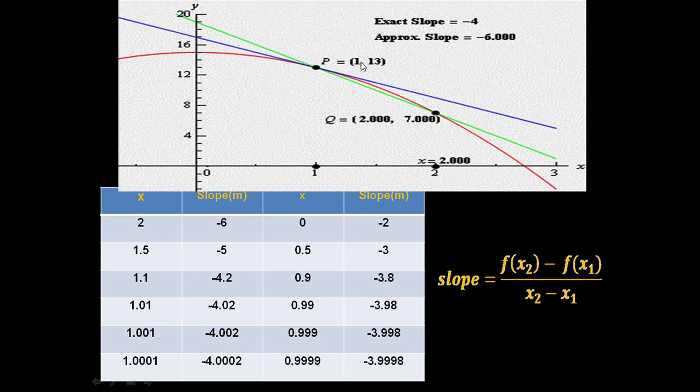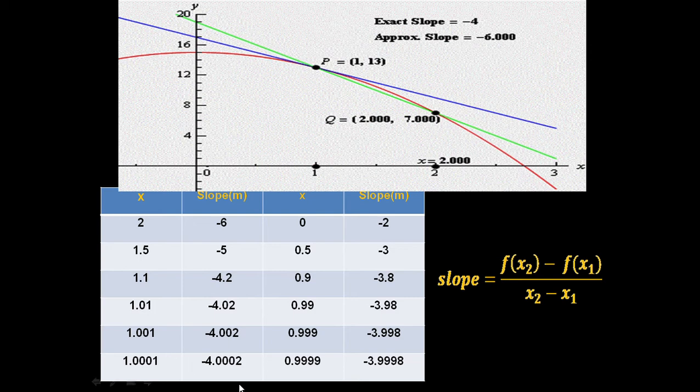here for 2, 1 at the point 1 has been already given, and we have considered this point 2 through which the secant is passing. And here if we consider x equals 2, then our slope is minus 6 that we have got through our calculation. Now as we are approaching towards 1, the slope is going nearer towards minus 4, which is the exact slope of this tangent line. Similarly, if we start from 0 and we are approaching towards 1, then again the slope changes to minus 3.9998, that is almost minus 4.